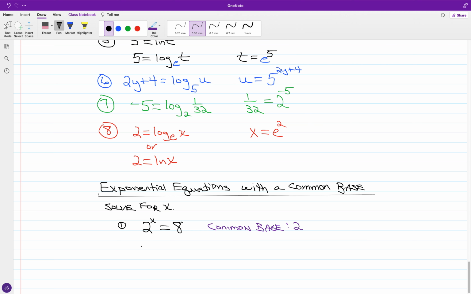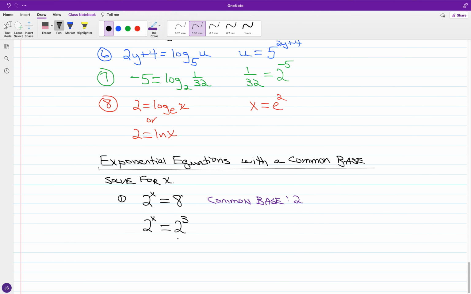So expressing both terms in terms of base 2, we already have 2 raised to the x. Now for 8, that is going to be 2 raised to the third. And once I get to the stage where I have single terms in the same exponential base, I can set the powers equal to each other. So right away I'm going to have that x is equal to 3.